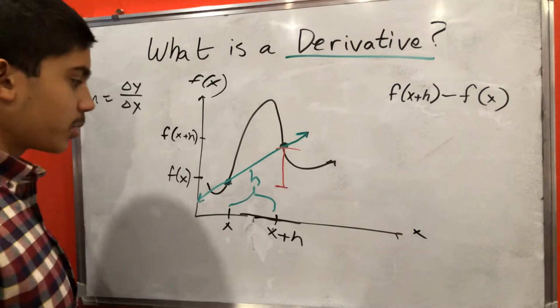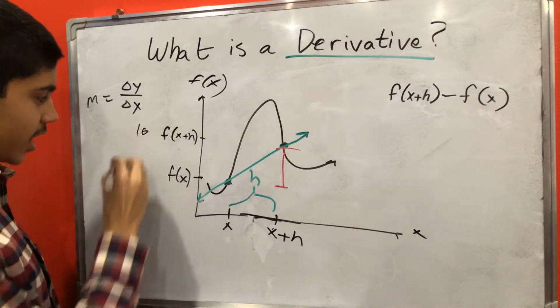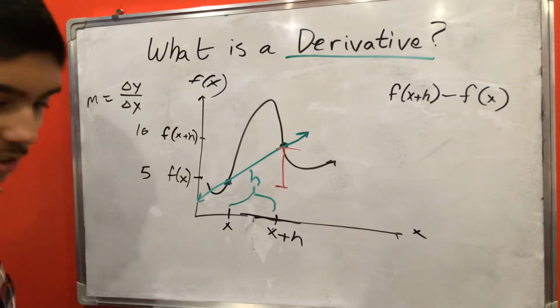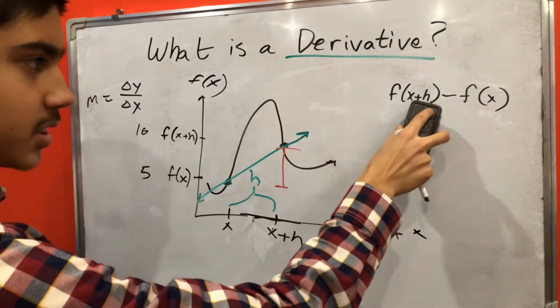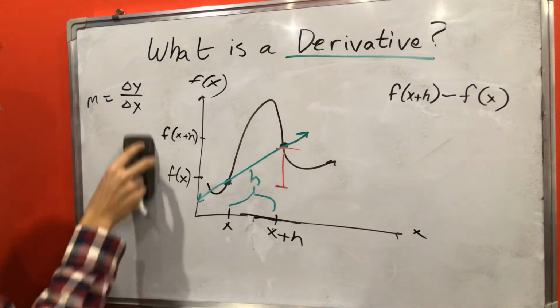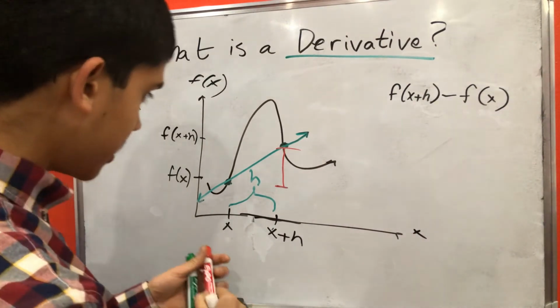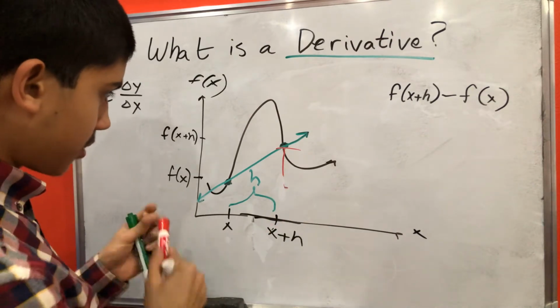Yeah, so if we have like 10 here, and we have 5 here, we can find the distance between them just by subtracting the two. So that's why we're going to write f of x plus h minus f of x. So what is the change in y? The change in y is just this.